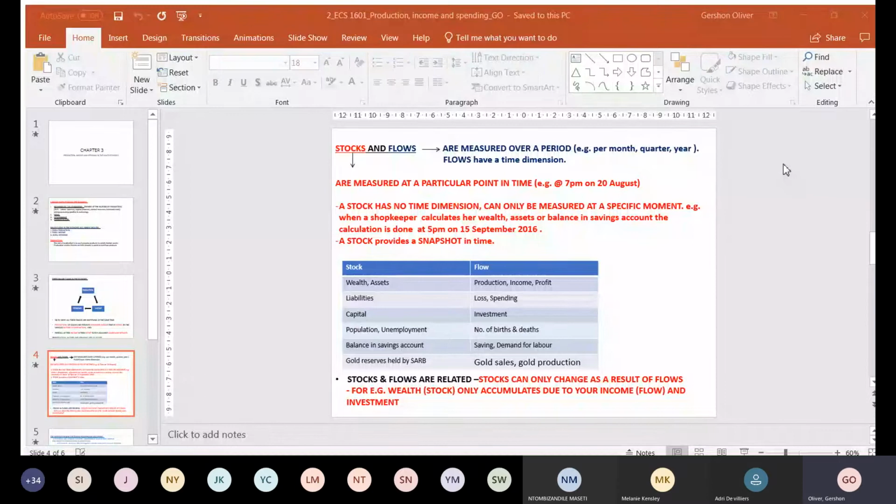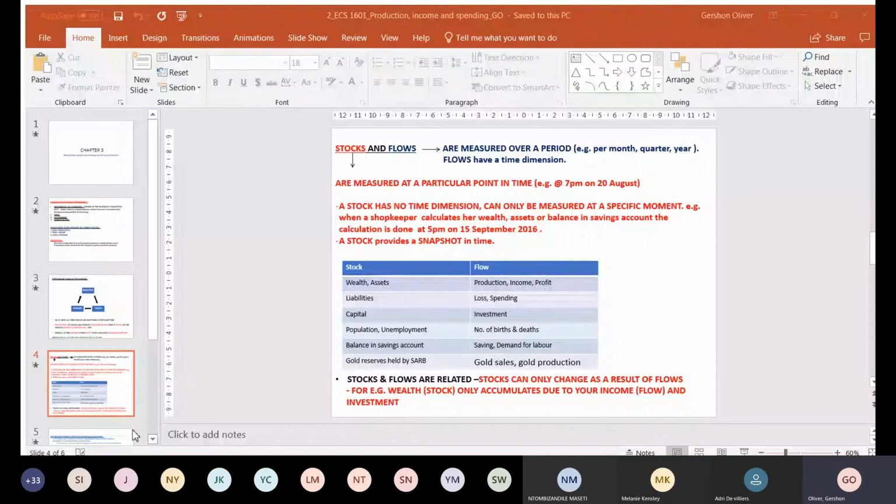So it doesn't happen often, but now and again it does. Am I still breaking up? No, you're not. Okay. So just the key things to remember are that a flow has a time dimension and is measured over a period, whereas a stock is measured at a particular point in time. So for example, at 8 o'clock on today's date, the 8th of the 9th.